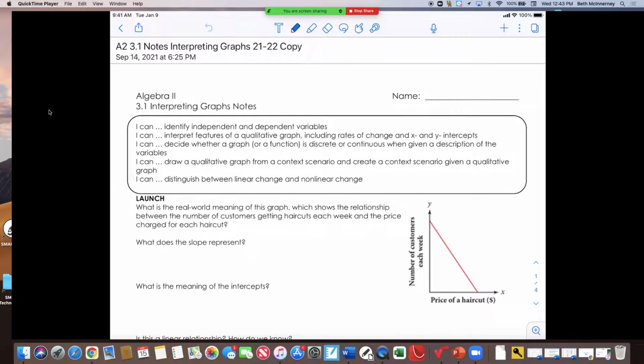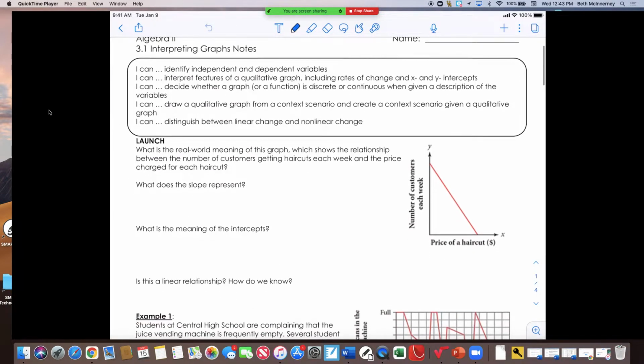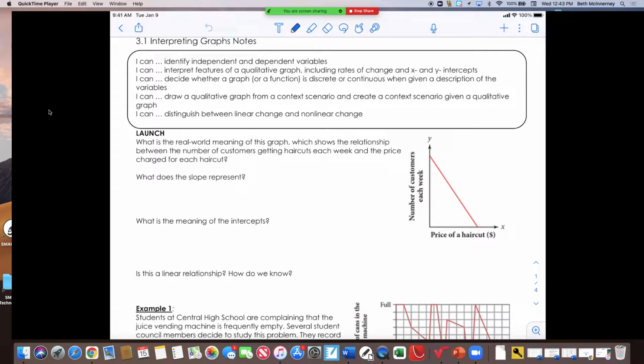Okay, so here are the notes. So 3.1 is on interpreting graphs. So let's go ahead and look at this launch. It says, what is the real meaning of this graph, which shows the relationship between the number of customers getting a haircut each week and the price charged for each haircut?